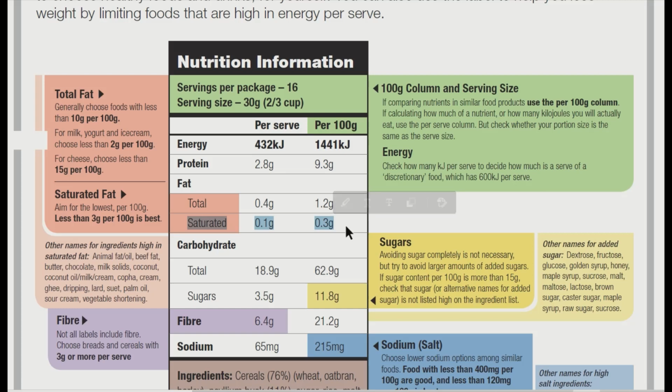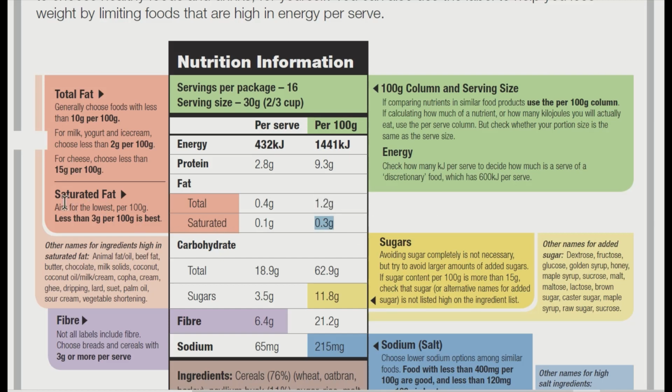From that, I can determine 1.2 minus 0.3 equals 0.9. So I can determine that there's 0.9 grams of unsaturated fat in this food product. Unsaturated fat is the type of fat that is good for us. So my question now is, is this a good amount of fat, saturated fat, in this food product?